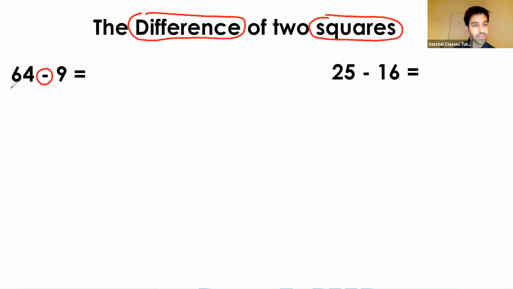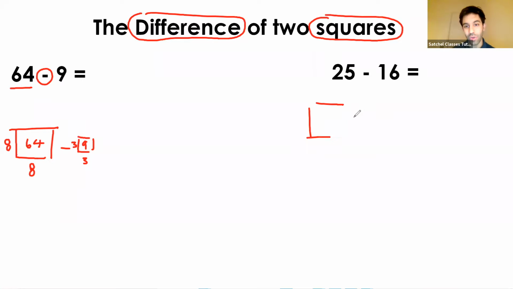So let's think about 64. 64 is a square number, so that's almost as though we're saying 64 minus another square, which is 9, because 8 times 8 is a square with an area of 64, and 9 is a square with sides of length 3. Likewise here, we have 25, that is a square with an area of 25 with sides of length 5, minus 16, which is a square with sides of length 4. So this is what we mean by the difference of two squares.